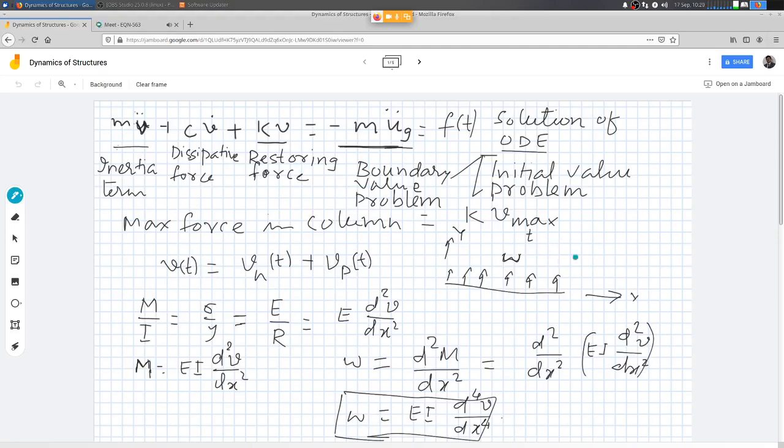So we go back to our discussion of dynamics of structures, elementary, very quick introduction. As we have been discussing, we need to look at what is the maximum response due to earthquake, and then we can design the system.